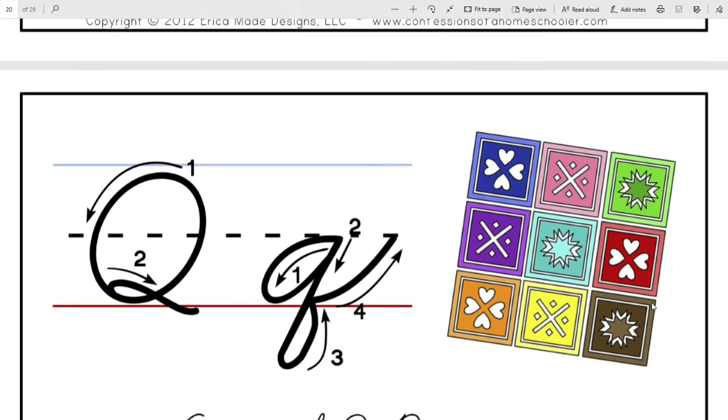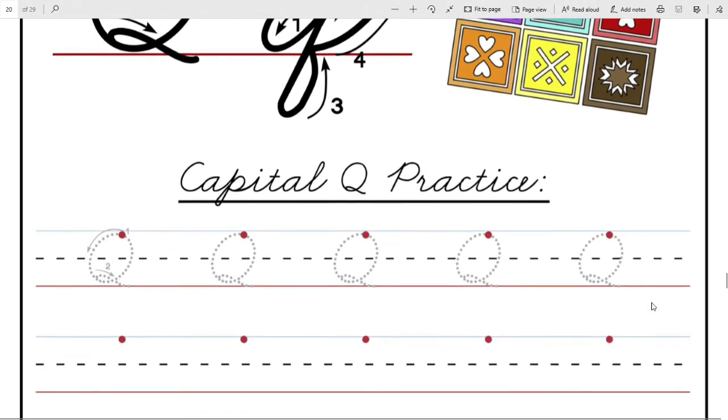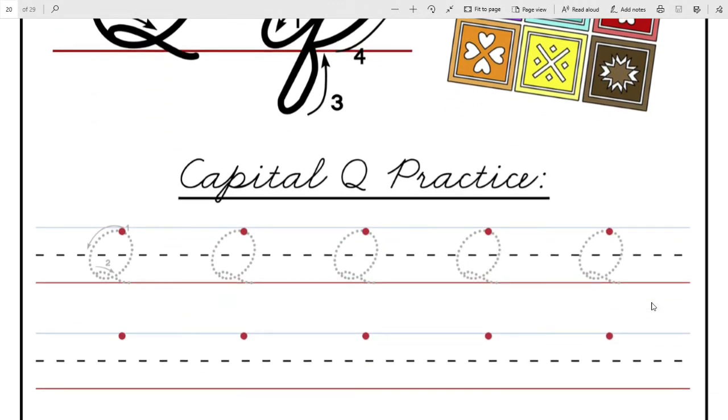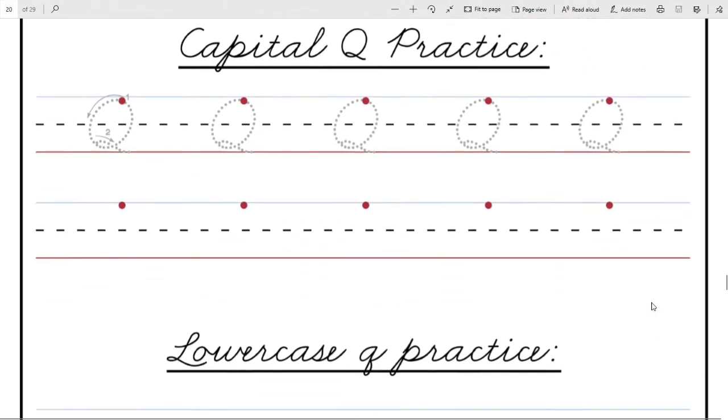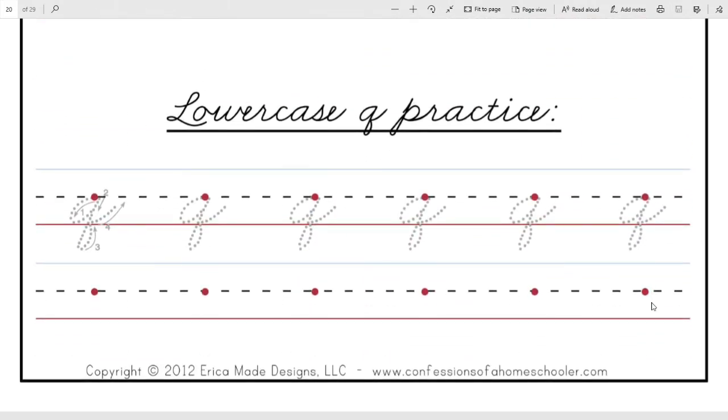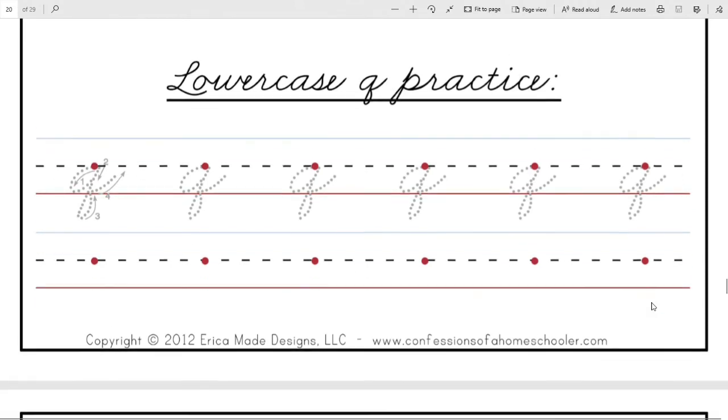Q. See the capital cursive Q and small cursive Q. Look at the picture. This is Wickle. This is a board game, and Q says quack. Q says quack. Now we see how we will write the capital cursive Q and small cursive Q. Yes? Yes, very good. Now we move to next letter.